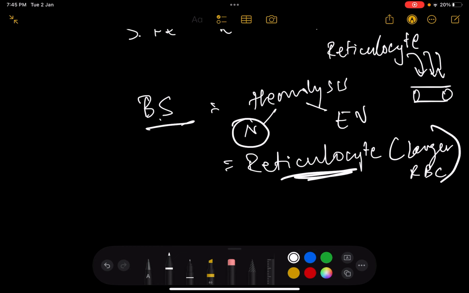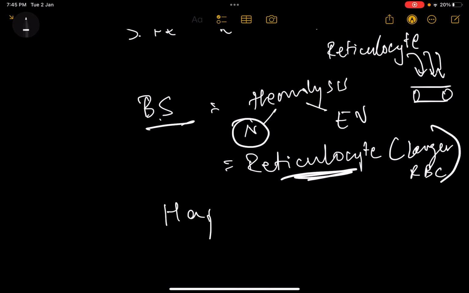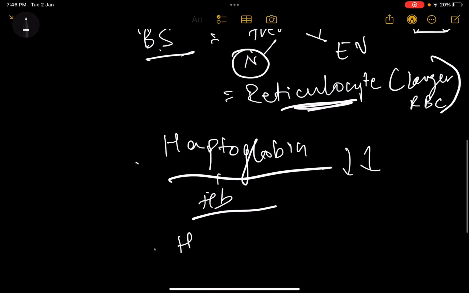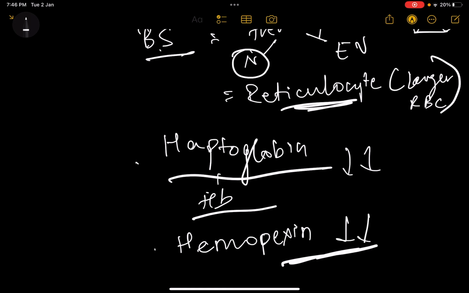Something else that should get into our understanding is the importance of haptoglobin. Haptoglobin is a molecule that binds to hemoglobin, so when there's erythrocytic destruction, your haptoglobin levels should drop. Similarly, there's another molecule that is less commonly spoken of. It's called hemopexin, very similar to haptoglobin, and that would also be reduced.